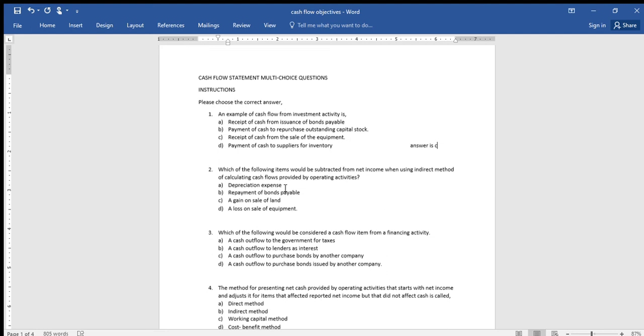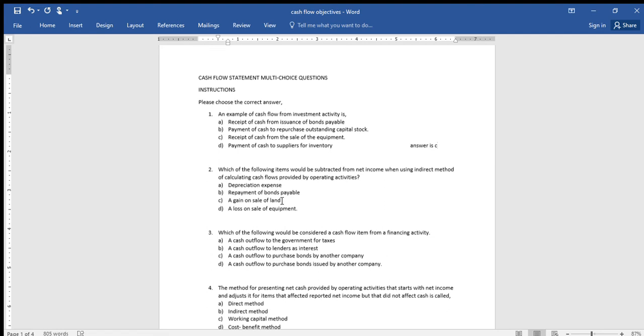Then C, a gain on sale of land. When there is a gain on disposal of non-current assets, we always treat it as an income in the income statement. So in the cash flow statement we always come and do what? And subtract it.